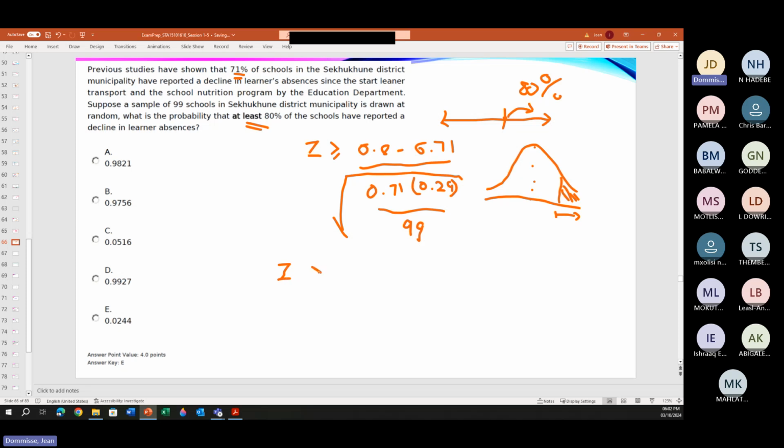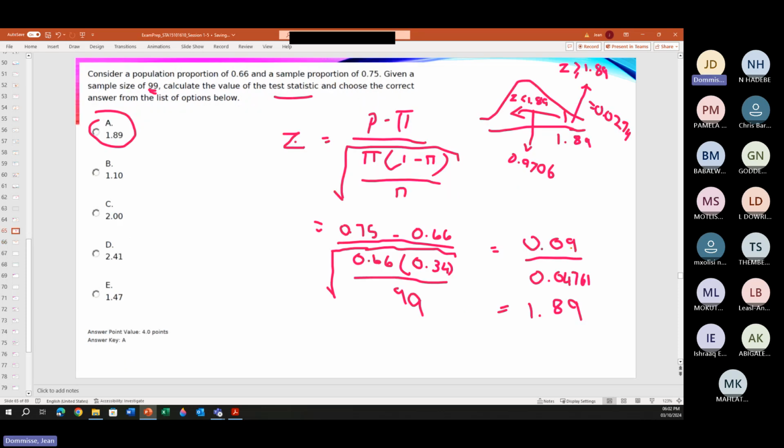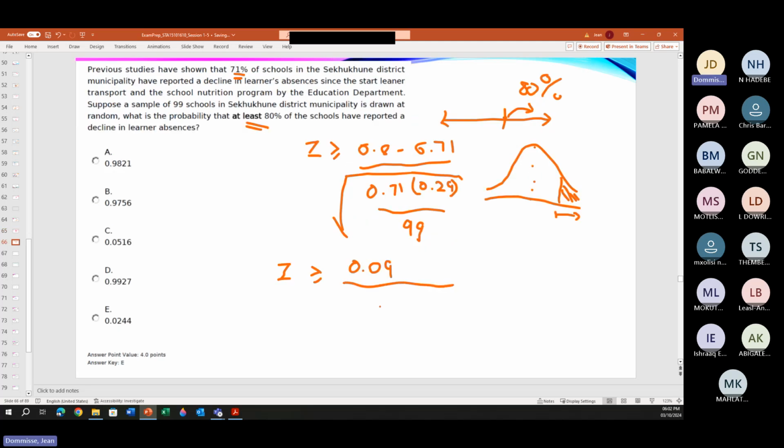So Z bigger or equal to 0.09 over the square root. The top is the same, but the bottom one will be different: 0.71 times 0.29 divided by 99, and the square root of that. Very close, 4, 5, 6. So it's Z bigger or equal to 1.97. I'm basically looking for that area where it is bigger than 1.97. Okay, so now we actually need to use the table.